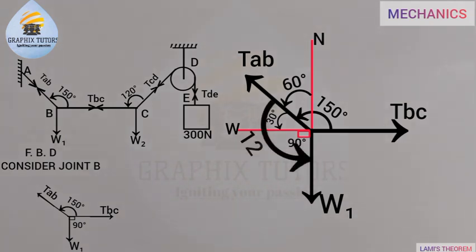120 degrees. So I'm going to write here that the angle between TAB and W1 is given to be 120 degrees. Is that okay now?